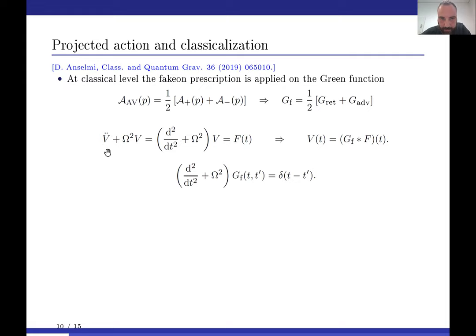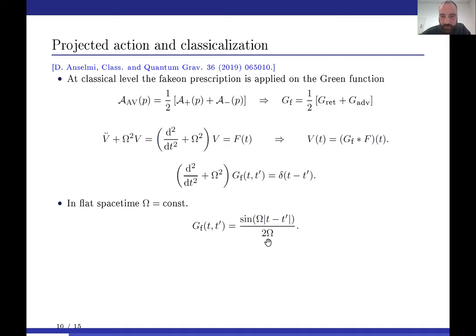So just to maybe understand what I mean, suppose that V is a Fakeon. This is the Fakeon equation of motion. Then you have to invert this operator by means of its Green function. So you have to solve this equation in this way. And then this G is fixed by the prescription, not by any initial condition. And this G is the Green function, which is obtained in the usual way. So in flat spacetime, where this quantity is constant, the Green function has this form.